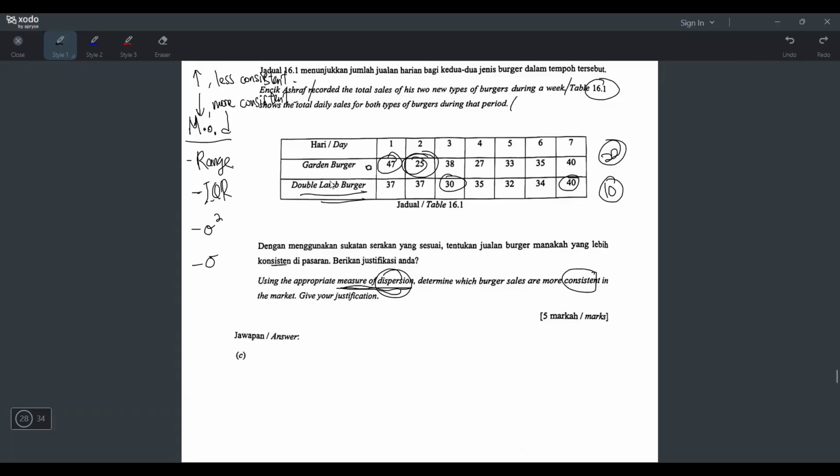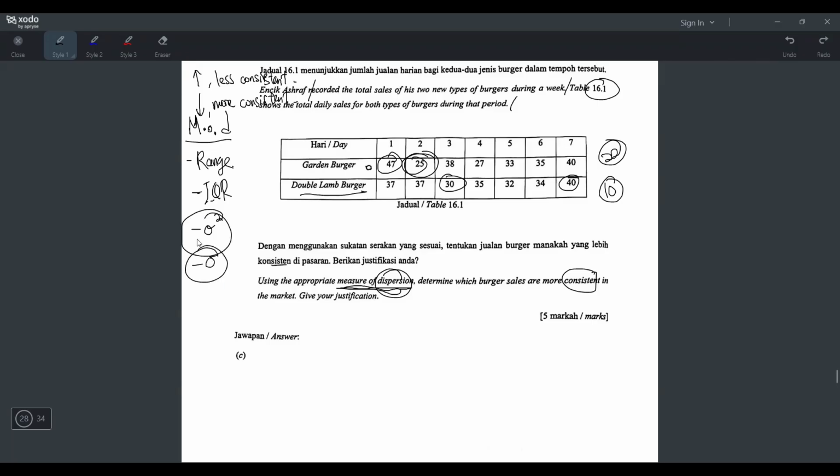Another way to check which one is more consistent is to use the interquartile range. Usually we use the interquartile range when there is an outlier. An outlier is an extreme value, meaning a value that is extremely small or extremely big. It's not recommended to use range when there is an extreme value, because you will end up taking the extreme value in your calculation and your dispersion will be less accurate. So it's better to use the interquartile range when there is an outlier.